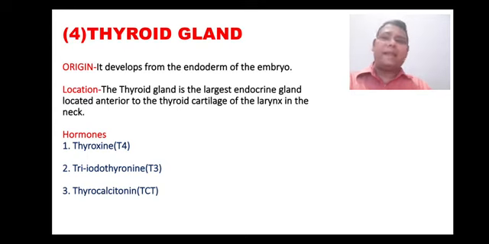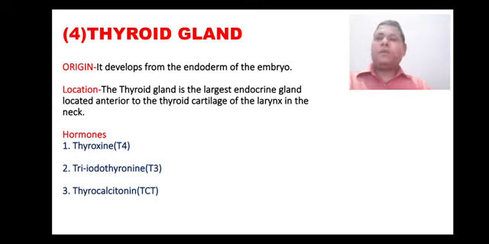The thyroid gland is the only gland that stores its hormones in large quantity. T4 and T3 are synthesized by attaching iodine to tyrosine, and tyrosine is a type of amino acid. The functions of thyroxine, T4, and triiodothyronine, T3, are as follows.